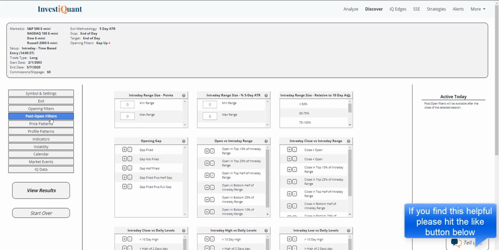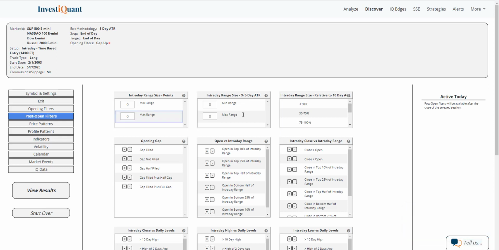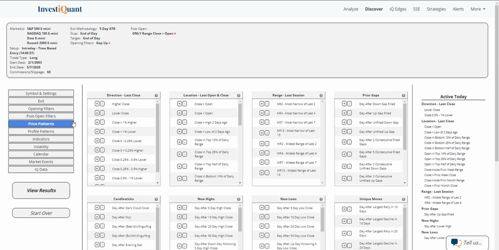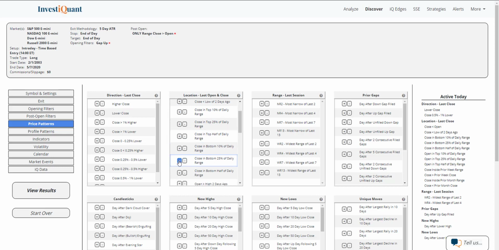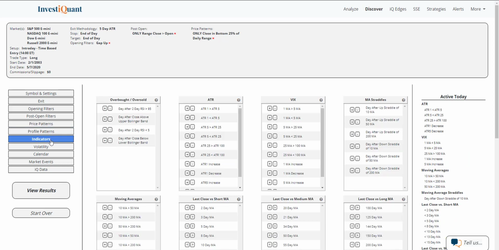The post-open filter that we're going to be using is simply that it is trading above the open at 2 p.m. Eastern time. So I can come over here and add that. Next, I need to add that price pattern of closing in the bottom quarter of its daily range yesterday. That is right here in the price patterns. And then lastly, putting it below a 10-day moving average, below a 200-day moving average, and click View Results.